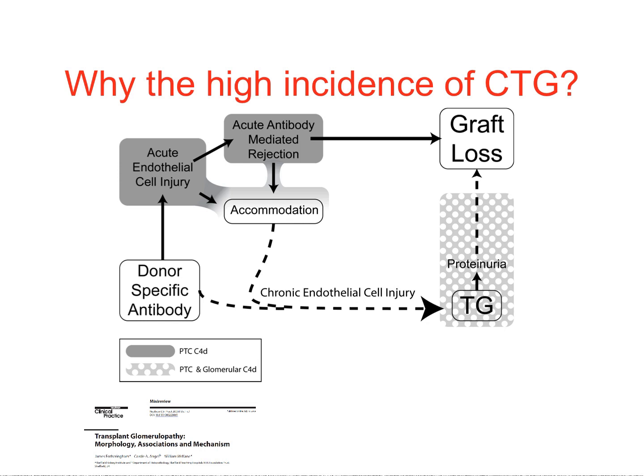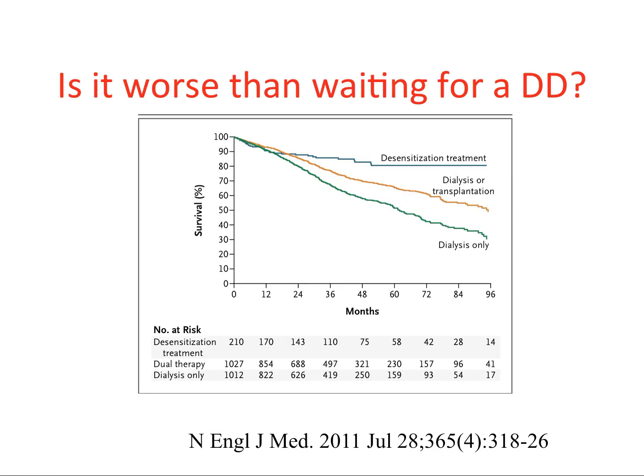So why do you get so much transplant glomerulopathy? Well, it's the subject of another talk really, but when you have donor-specific antibody, whether or not you've had an episode of acute antibody-mediated rejection, you will go on to get chronic endothelial cell injury with transplant glomerulopathy and proteinuria, and ultimately graft loss.